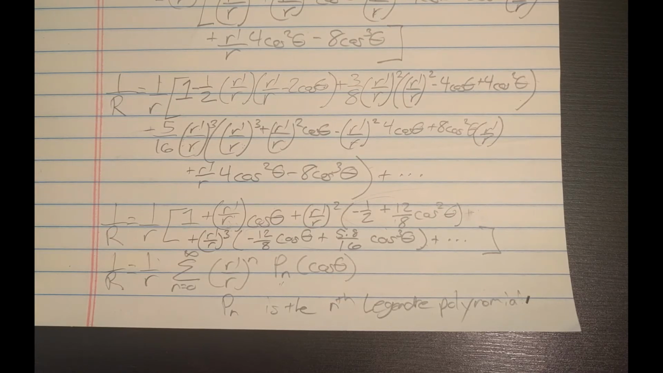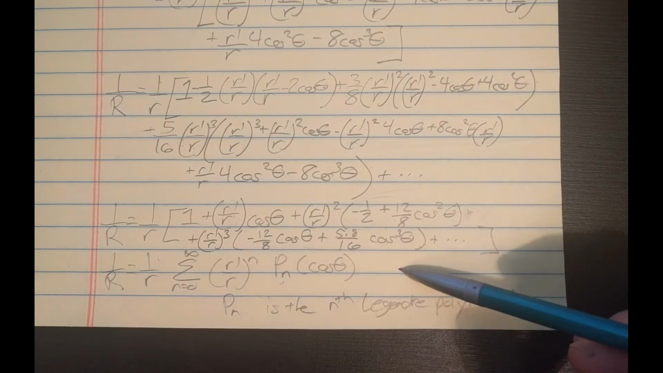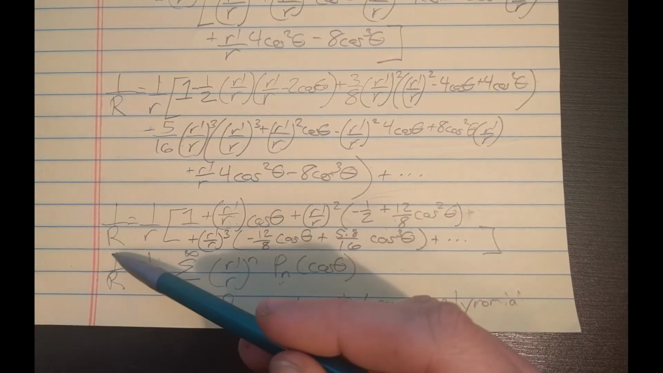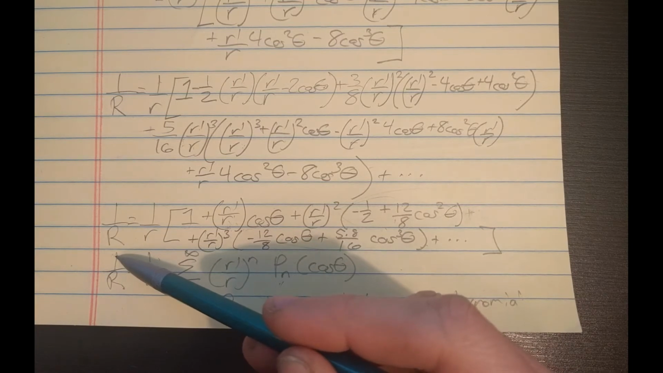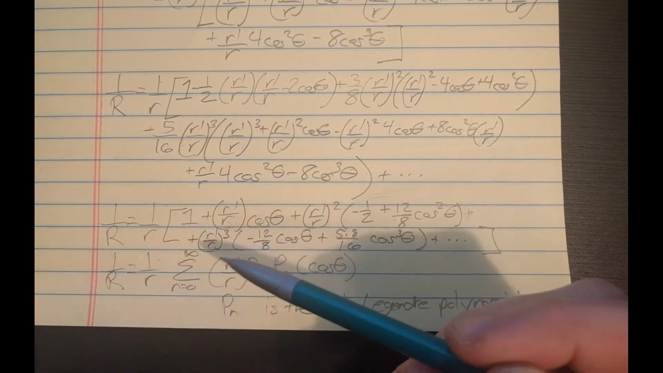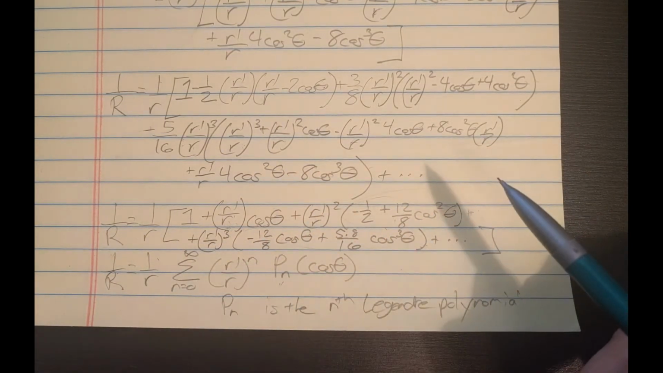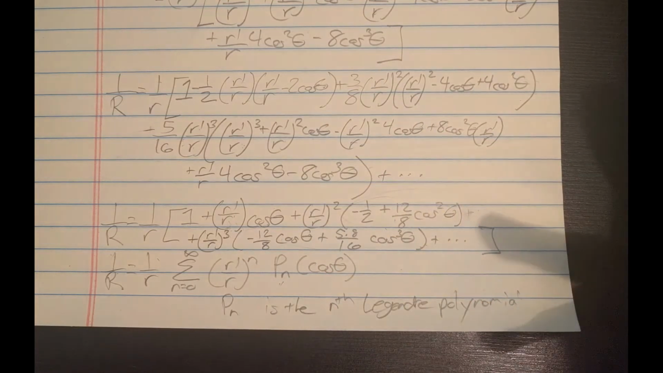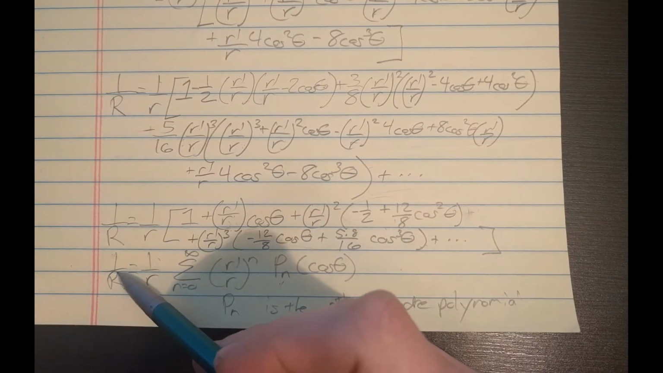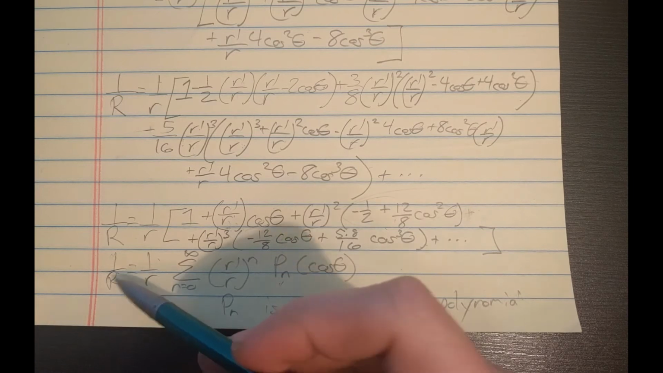Now that we got that hard part out of the way, we have an expression for our 1 over big R, and we're going to look back at our potential and plug this 1 over big R in for our potential.